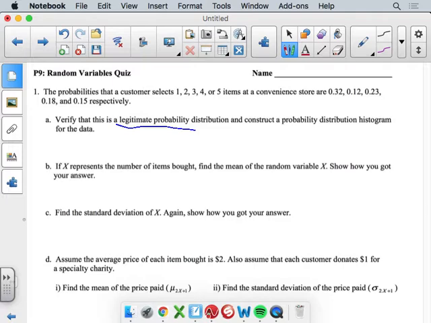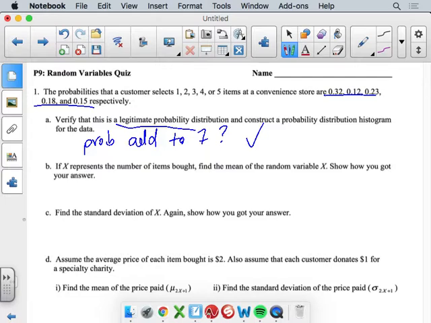Is this a legitimate probability distribution? Do y'all remember how we decided if it was legitimate? If it's legitimate, all the probabilities add to 1. So do the probabilities add up to 1? I believe, yes, they do. At least they did for me before break. So hopefully they still do.